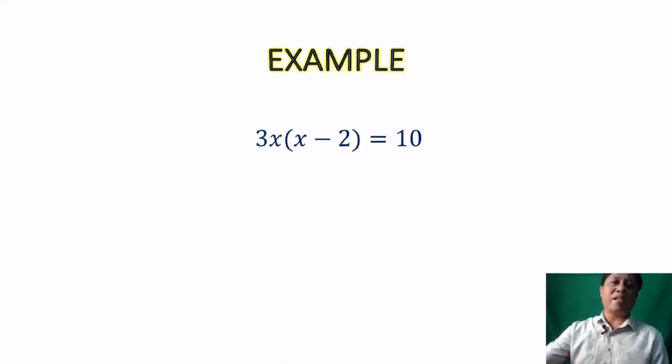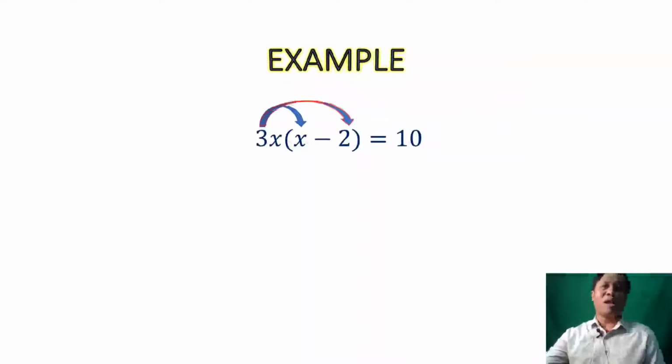Let us have 3x times the quantity x minus 2 equals positive 10. Is this a quadratic equation? Yes, that is a quadratic equation. However, it is not written in standard form. To write that in standard form, we have to expand the product of 3x and x minus 2. We multiply 3x to x, and that is 3x squared, and 3x times negative 2 is negative 6x, equals 10.